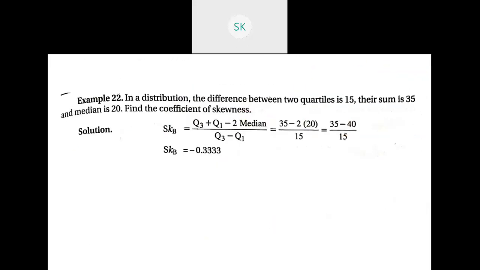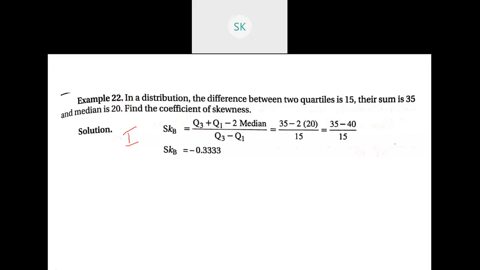These are simple 2 marks problems. You will have to just see what is given in the problem and apply the formula. In Bowley's coefficient of skewness, you have only one type of formula given, that is Q3 plus Q1 minus 2 median, divided by Q3 minus Q1. So let's see this problem.